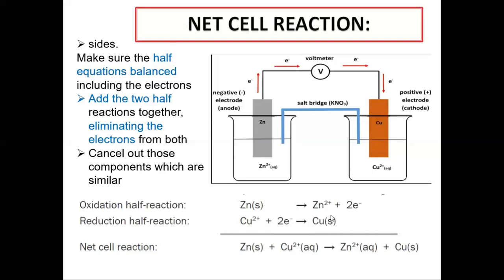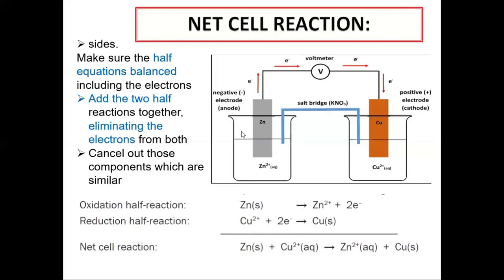I come this side. I have zinc 2+ ions. Do I have zinc 2+ ions on the other side? No, I leave them. I have copper solid. Do I have copper solid this side? No, so I leave them. So now I combine zinc plus copper 2+. Zinc is a solid, and this is aqueous. Whenever you have a charge, it is aqueous. You should just know that. Then the arrow, and then I have zinc 2+ aqueous plus copper solid. These ones, they cancel out. That's how you can write the full equation.